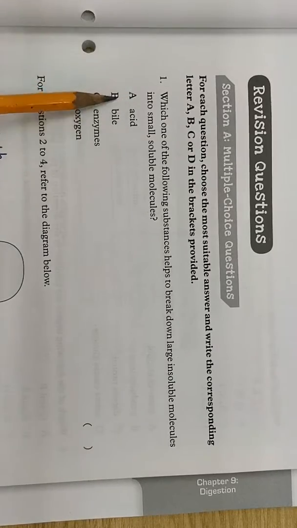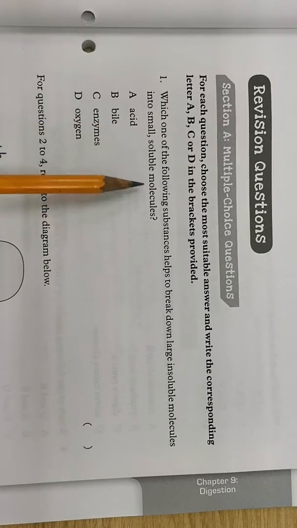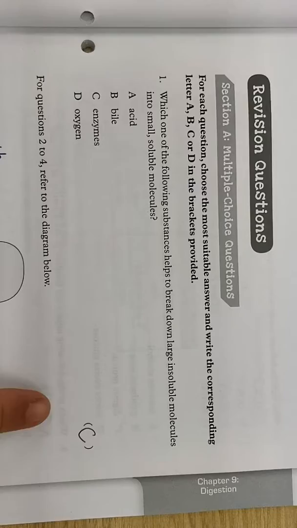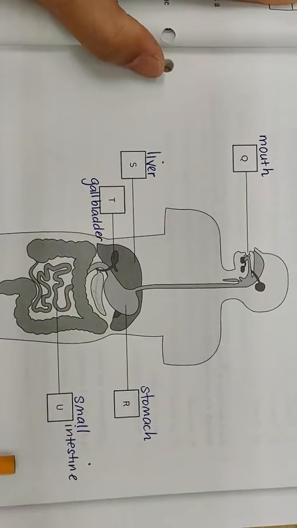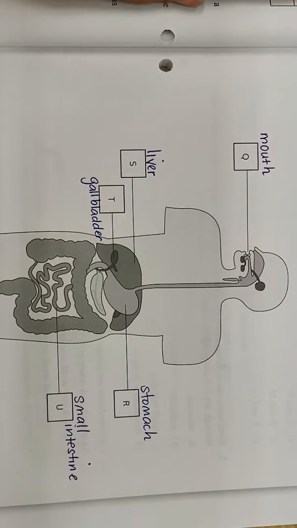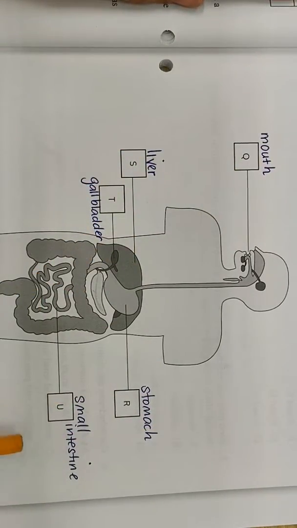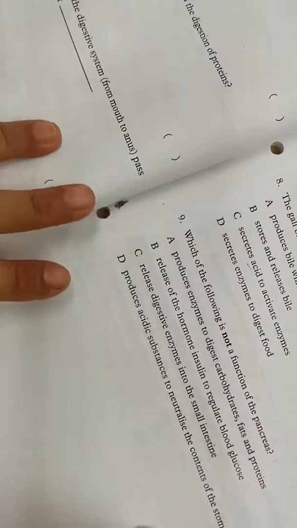Right, question 1. To break down large insoluble molecules into small soluble molecules, you will need the help of enzymes. And for question 2, you're supposed to refer to this diagram, and I think it will be easier if you could label Q, S, T and so on. So write down the names next to it. It will be much easier for you to do the question.